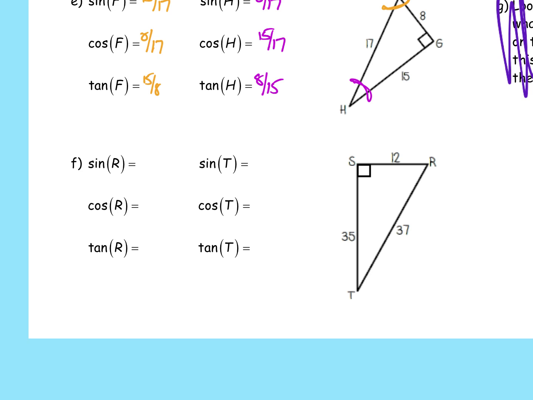So sine, R, where's R? Here's R. So sine is 35 over 37. Well, I made these easy. You guys don't have to simplify anything. Cosine is 12 over 37, and tangent is 35 over 12. And then angle T, we've got 12 over 37, 35 over 37, and 12 over 35. Boom. That's it. Okay.